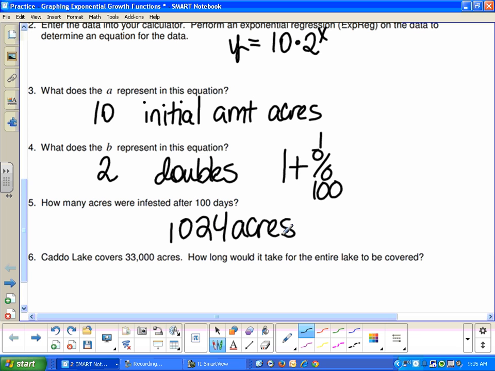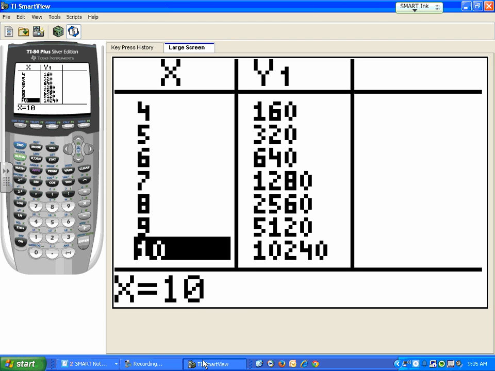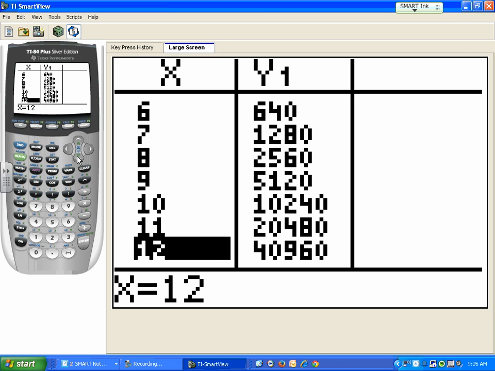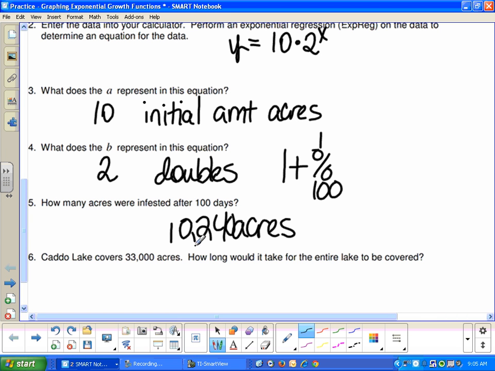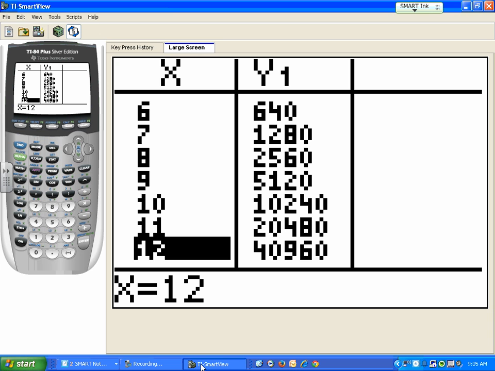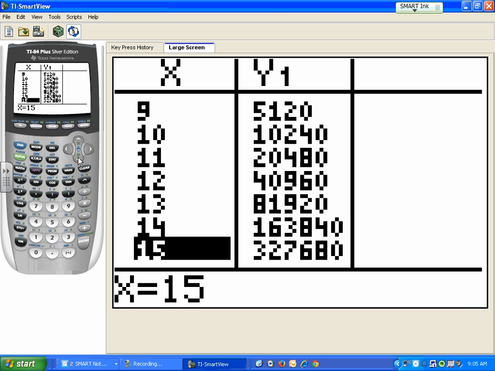Now this one says Kettle Lake covers 33,000 acres. How long will it take the entire lake to be covered? We were looking for it in our table here. 33,000 acres. So we're looking for 33,000. So it'll be about, wait, in between, isn't that 10,240 there? On number 10? Oh, yes. You put 1,000. Sorry. Okay. 10,240. There we go. Okay, so we're looking for 33,000.